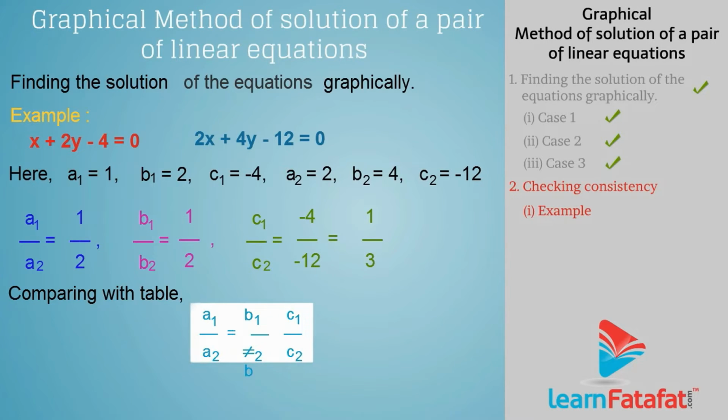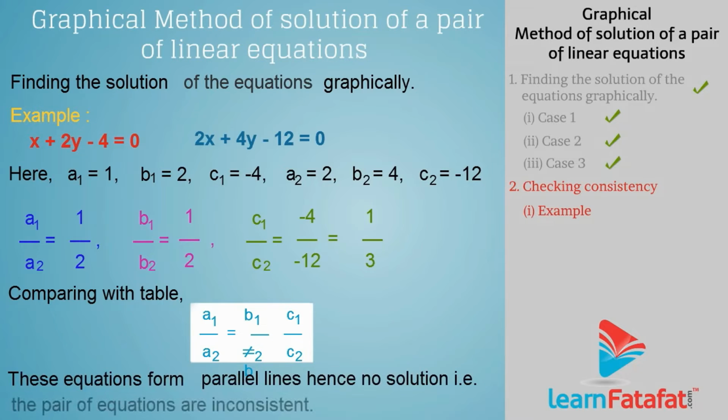Comparing with the table, we get a1 divided by a2 is equal to b1 divided by b2 is not equal to c1 divided by c2. That is, these equations form parallel lines, hence no solution. That is, the pair of equations are inconsistent.